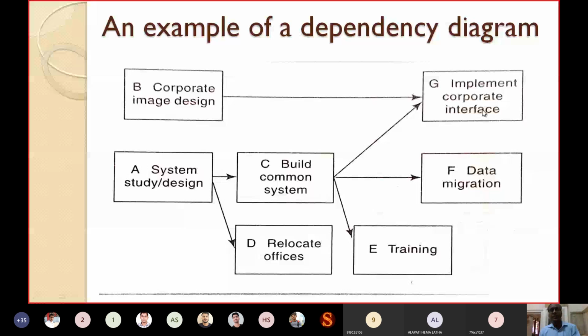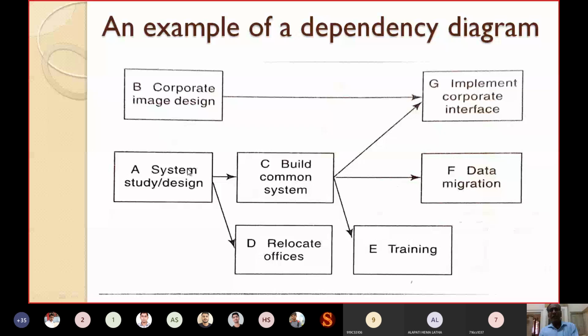You can see that building a common system is dependent on what? The system study or design. Unless you have studied the system, unless you have designed the system, you cannot build a common system. So what is the dependency? In the backward direction, project C, that is building common system, is dependent on project A, that is system study design. That's why there is an arrow from A to C.